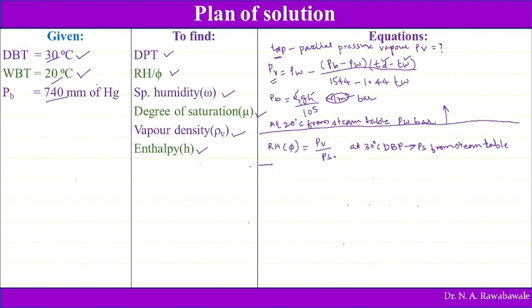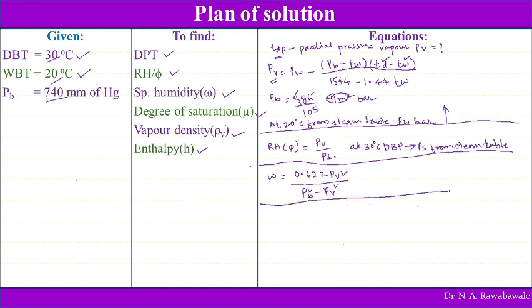Then the third thing that we have to find out is specific humidity. To find out specific humidity omega, the formula is 0.622 PV divided by PB minus PV. We know PV, we know PB, everything is known, so omega can be obtained. Then fourth, we have already obtained PB and PV here. So we substitute PV and then we can find out relative humidity.